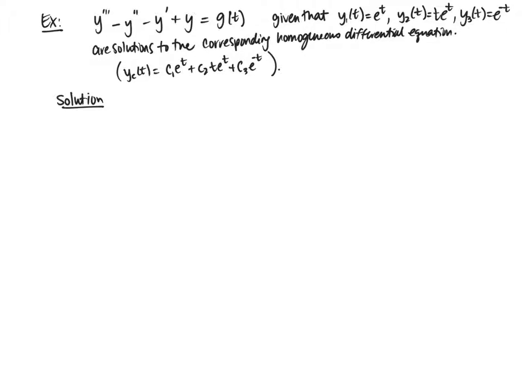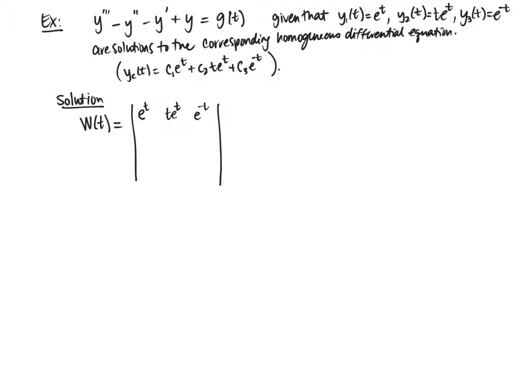W of s is equal to. Well, let's find W of t. So this is just going to be the Wronskian of those three functions. So it's going to end up being a 3 by 3 matrix. And so I'm going to put e to the t here, and then I'll put t e to the t here, and then I'll put e to the minus t there.